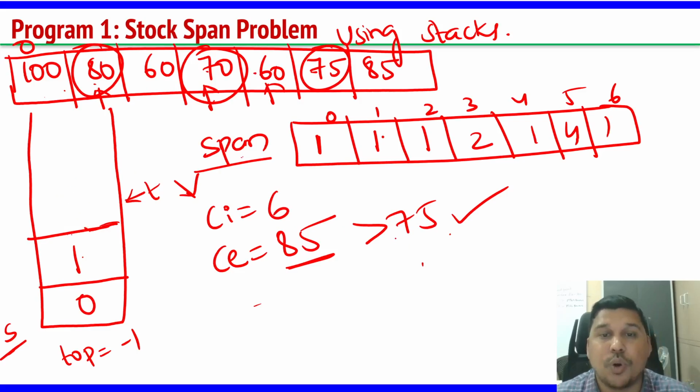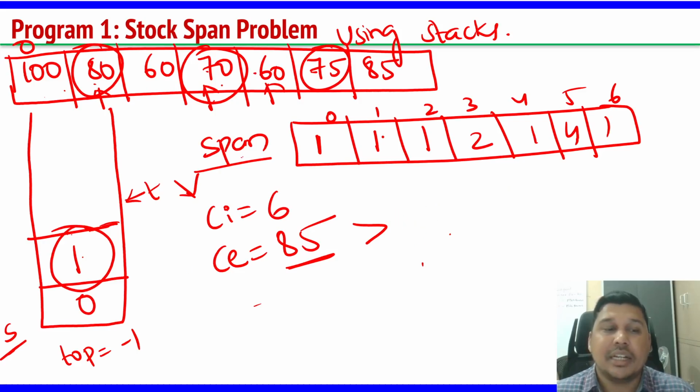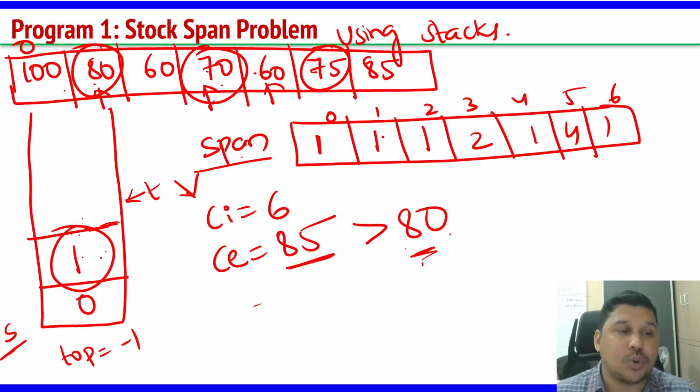Now, this is over. Again, compare 85 with the top of the stack, that is 1. See, we are skipping the 60, 70, 60 again. That is the advantage of using a stack here. We are just comparing with the 80. Why? Because we know already that the topmost element less than 85 is on the top of the stack. So I am comparing 85 with the stack top index element, A of 1, 80. Is 80 less than 85? Yes. Then just pop this element out.